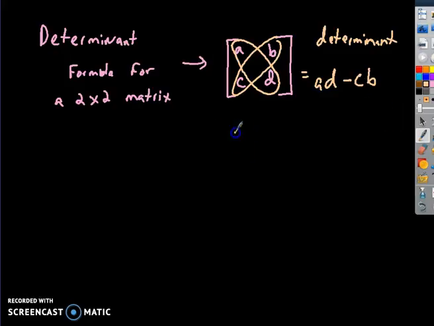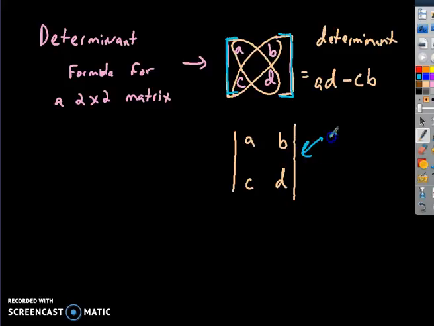Also, when we write a determinant, we generally show it like this. Instead of making a matrix symbol, a lot of times you see these straight lines. They look like absolute value symbols, but they mean determinant. When you have brackets, it's referring to a matrix. If it's straight lines, that means determinant. So if you ever see it like that, it's telling you to find the determinant of that matrix.